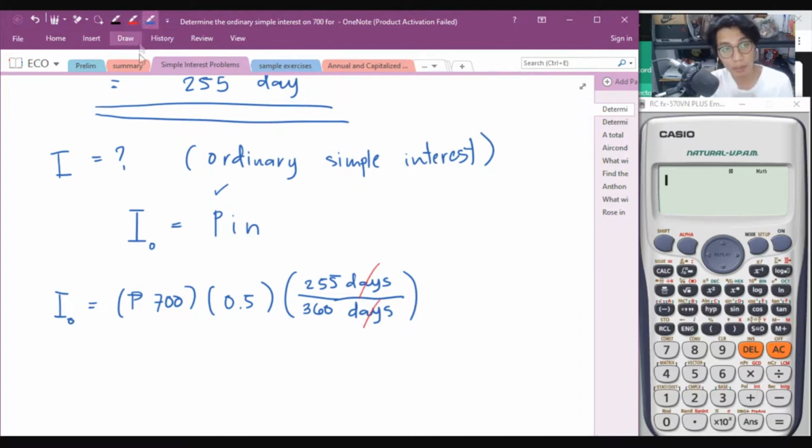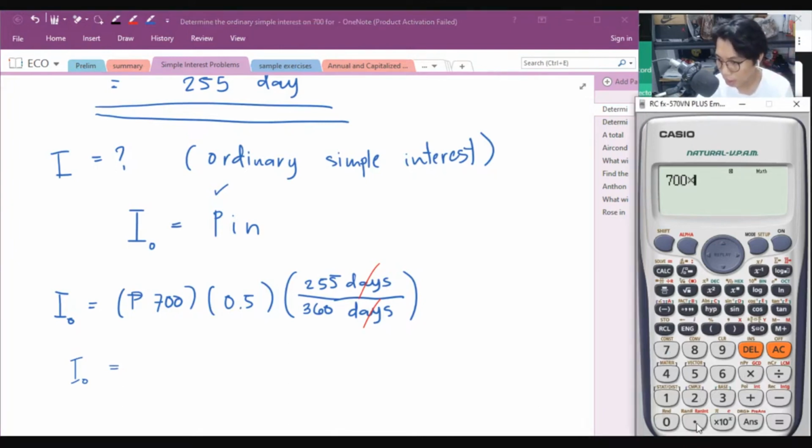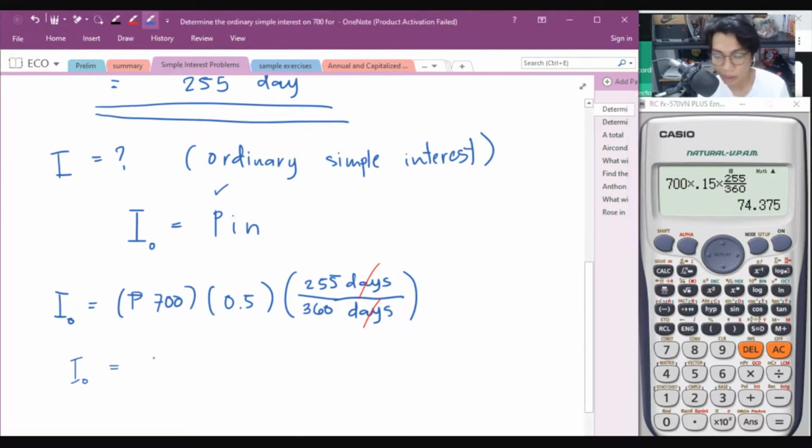The ordinary simple interest for the value of 700 pesos as principal is simply 700 times 0.15 multiplied by 255 divided by 360. Because that is simple ordinary interest. The value of the interest is 74.375. That is your earnings. That is the interest of the money.